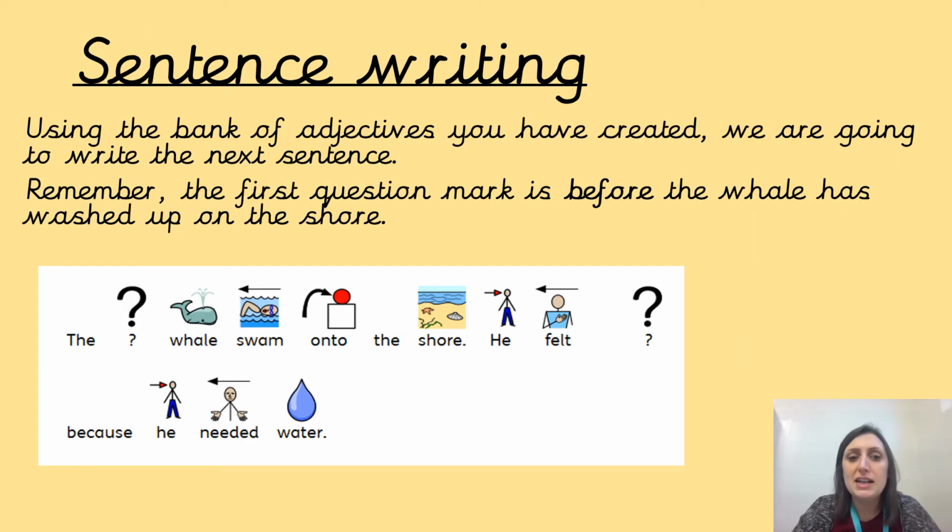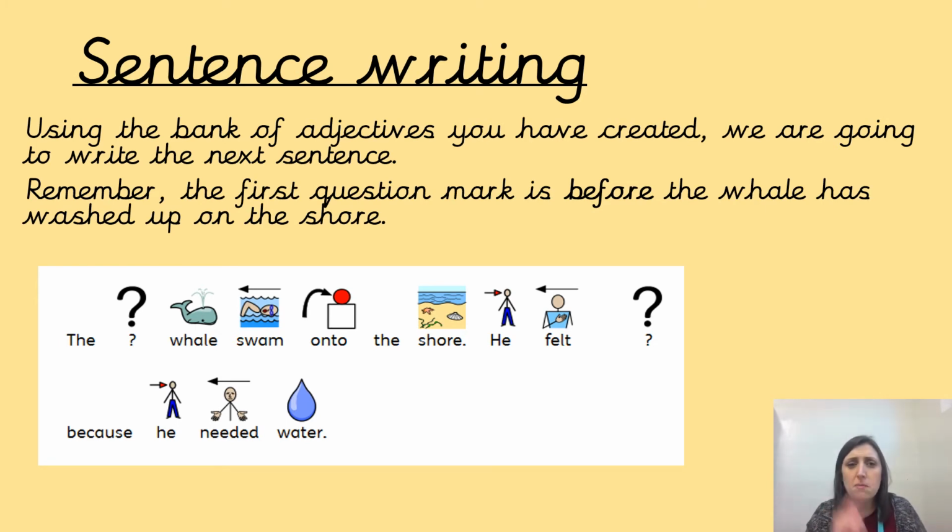Okay, right, let's actually get this into a sentence then. Using the bank of adjectives that you have created, the list of adjectives you've created, we're going to write the next sentence in the story. So let's read out this communication in print here. The something whale swam onto the shore. He felt something because he needed water.